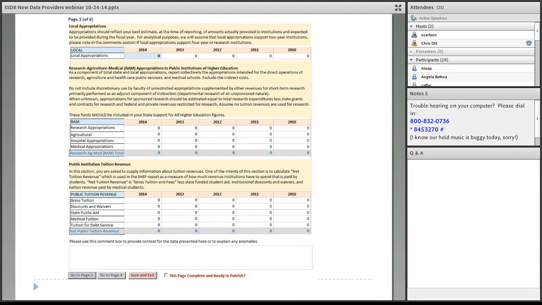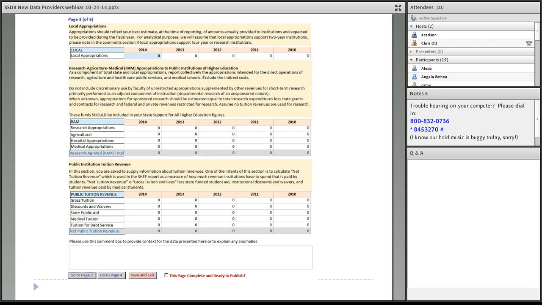So page 3 is where we get local appropriations at the top. These are dollars typically coming from property tax revenues, and we assume they go to the two-year sector, to local district community colleges. About 30 states have that type of funding for community colleges, so not everyone reports information here. If you do have local appropriations that go to something other than the two-year sector, please let us know that in the comment box, but otherwise we assume that these fundings are going to the two-year sector.